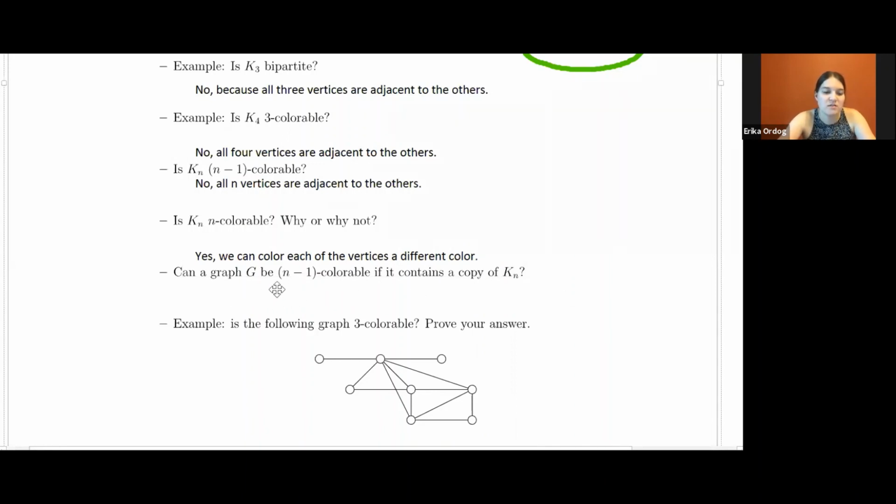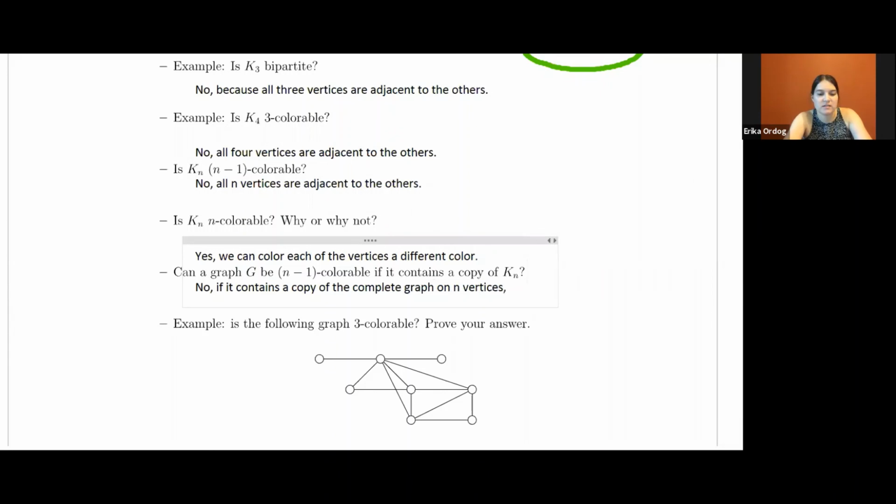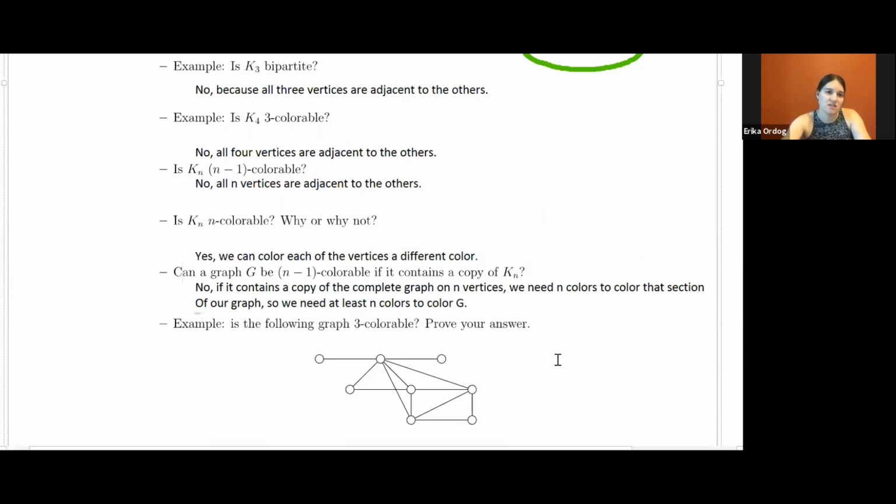And can a graph G be n-1 colorable if it contains a copy of Kn? So think about this for a minute. And the answer is no. If it contains a copy of the complete graph on n vertices, we need n colors to color that section of our graph. So we need at least n colors to color G. We might need more than n, it depends on what else is in our graph.